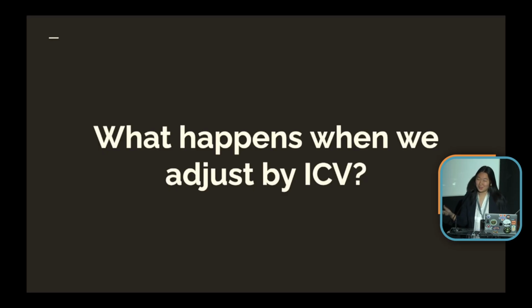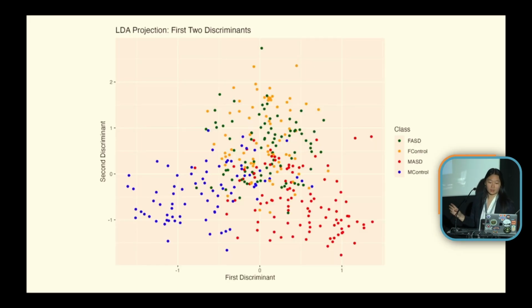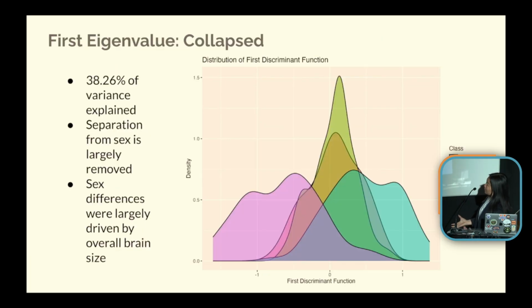Similar to multidimensional scaling, we want to adjust by intracranial volume to be able to see the effects of ASD more without having gender take up so much of the variation. When we project the first 2 discriminants after dividing by intracranial volume, we can see that the gender effects are removed, although it is interesting that the males are more widely spread and the females are more clustered in the center. Because we divided by intracranial volume, the eigenvalue that was originally gender has collapsed, and we can no longer really see the gender differences.